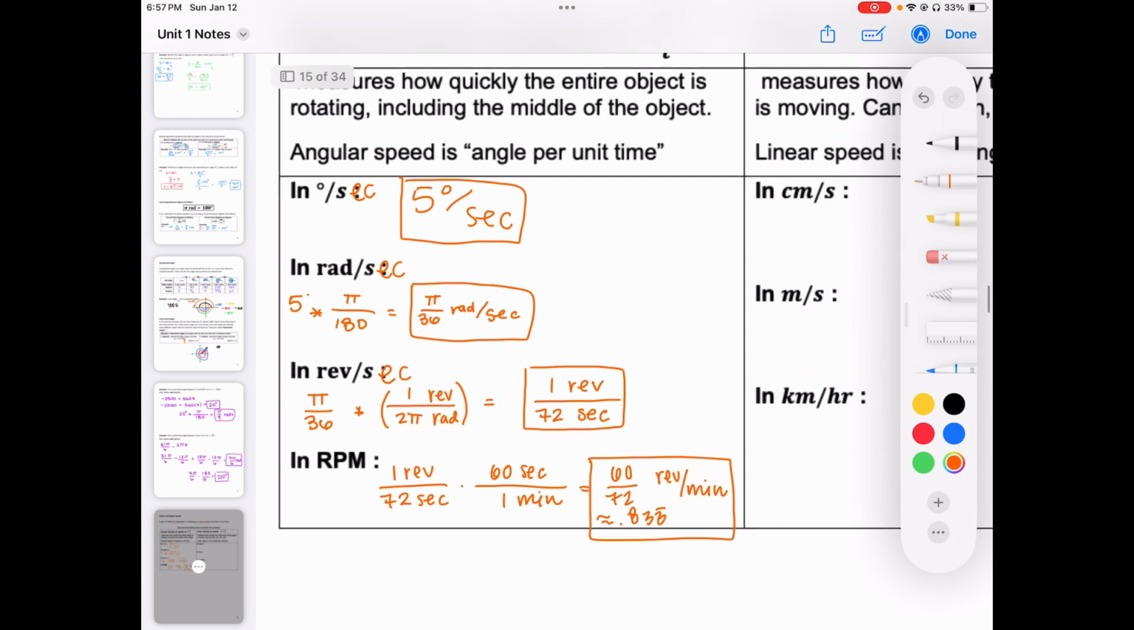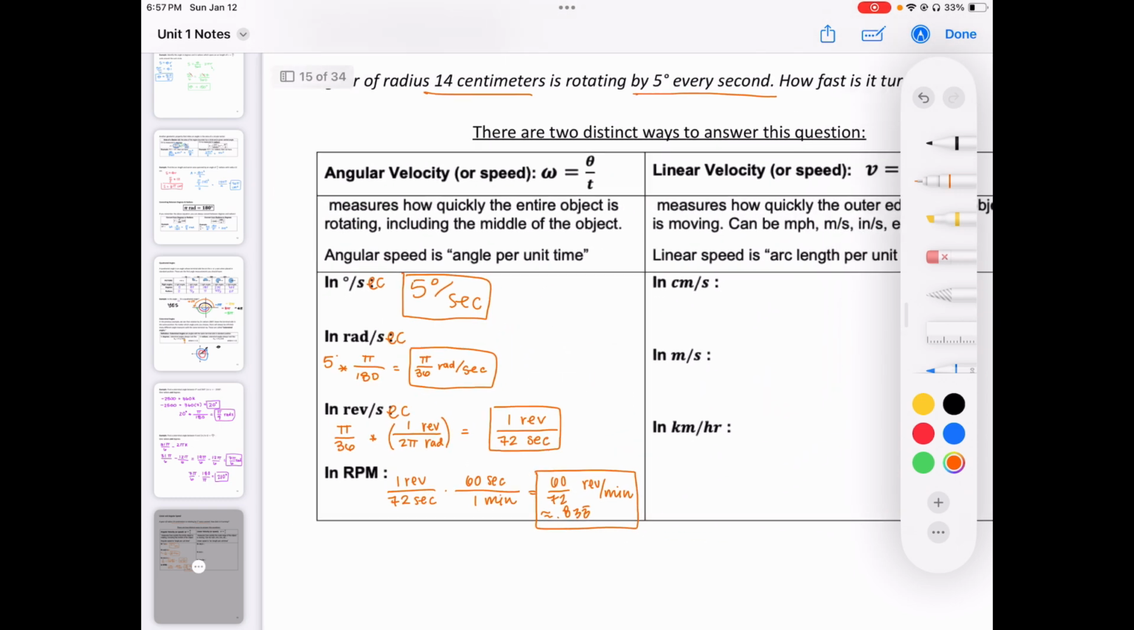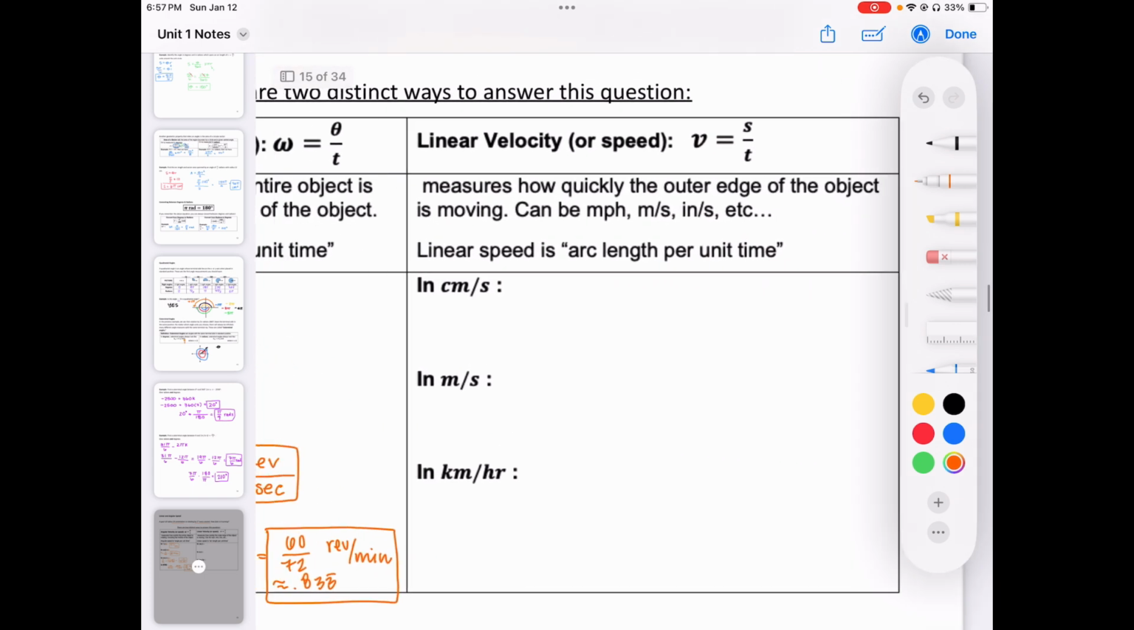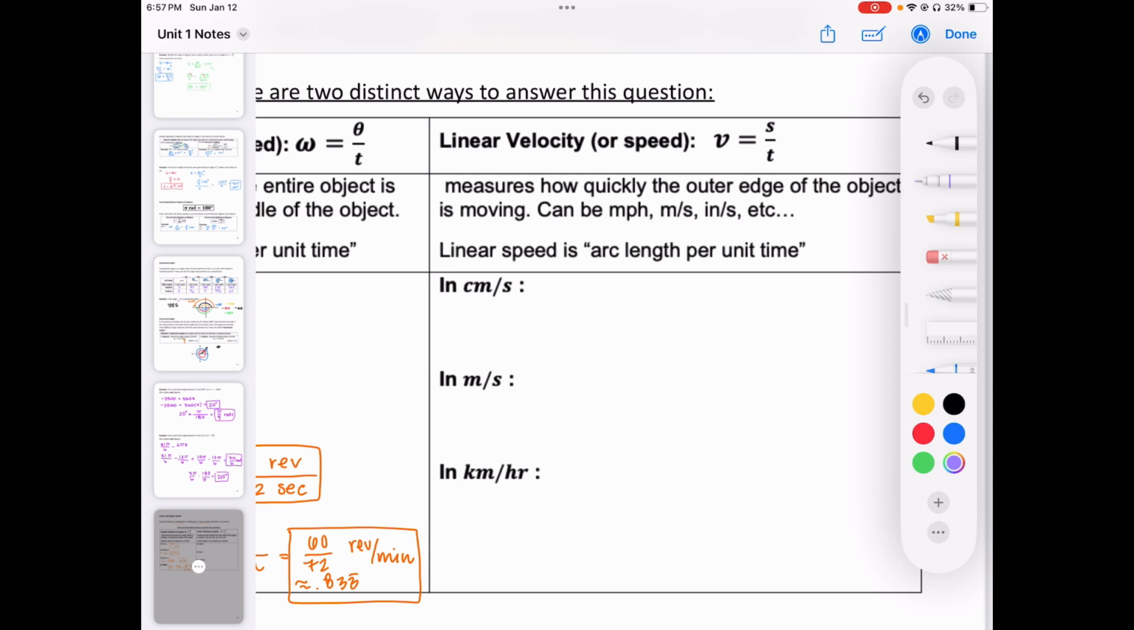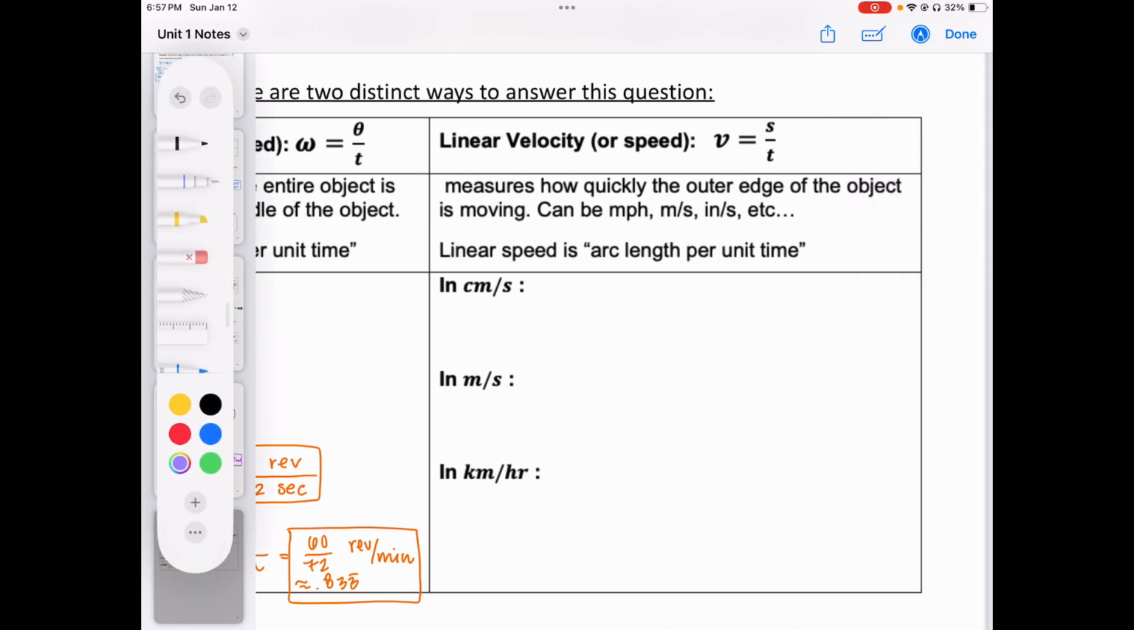Okay. Then we have linear velocity. Linear velocity measures how quickly the outer edge of the object is moving. It can be miles per hour, meters per second, inches per second, all those things. Linear speed is the arc length per unit time, so slightly different.